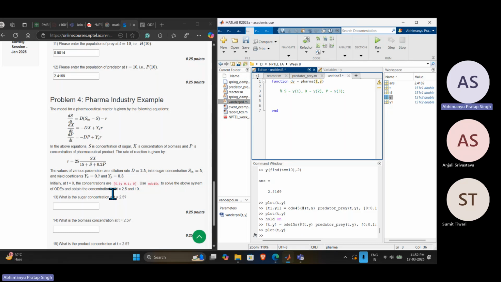For every time, this y is just a vector, right? It's not a matrix. So first we need to calculate the value of R. S is my y1 multiplied by X, that is my y2, and then I will divide by the summation 15 plus S, y1, plus 0.2 multiplied by P, that is my y3.